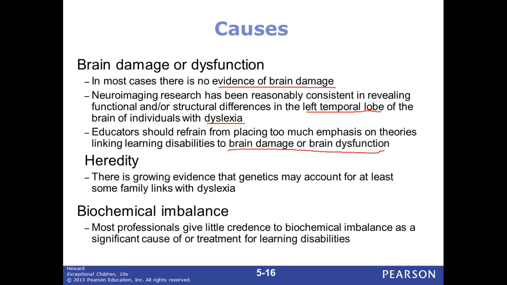And then hereditary: there is growing evidence that genetics may account for at least some family links to dyslexia, and I know that to be true from kids I worked with. For dyslexia, there's a strong link. Then biochemical imbalances. Most professionals give little credence to biochemical imbalances as a significant cause or treatment of a learning disability.